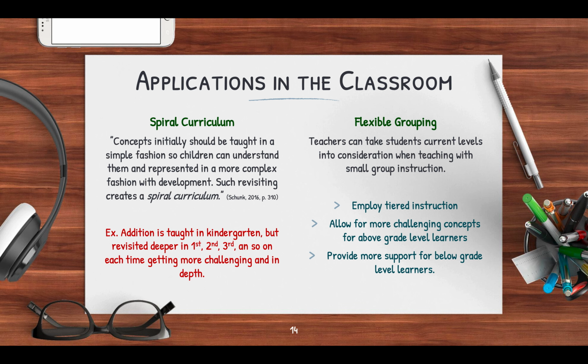Another one would be flexible grouping, where teachers can take students' current levels into consideration and teach with small groups. So these are your guided reading groups, math groups. You're employing that tiered instruction. You're allowing for more challenging concepts for your above grade level learners, but you're giving more support to those below grade level learners.